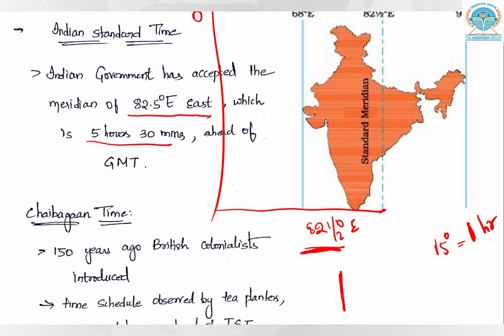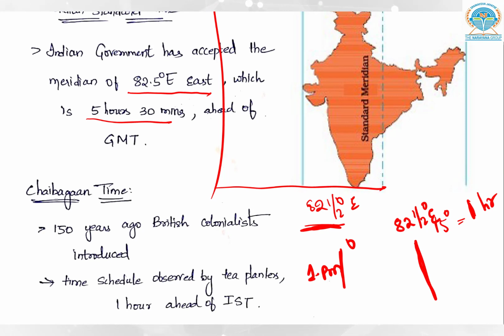So this means if it is 1 p.m. at GMT, at 82.5 degrees east we will have exactly 5.5 hours later, around 6:30 p.m. And why PM? Because we are located east of London, right? East of the 0 degree meridian.